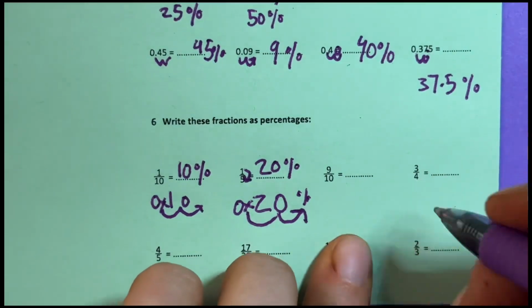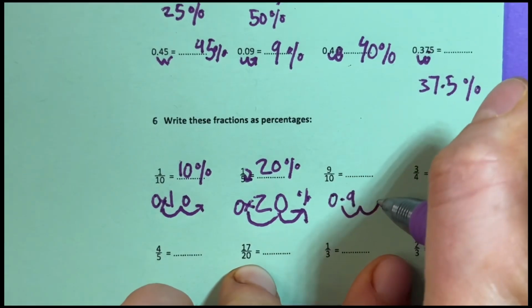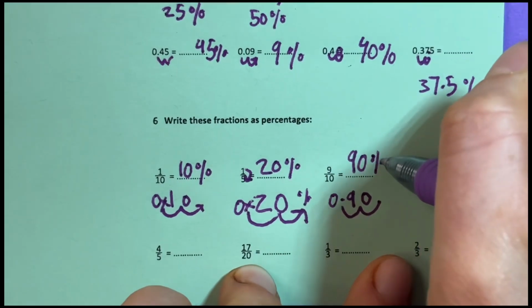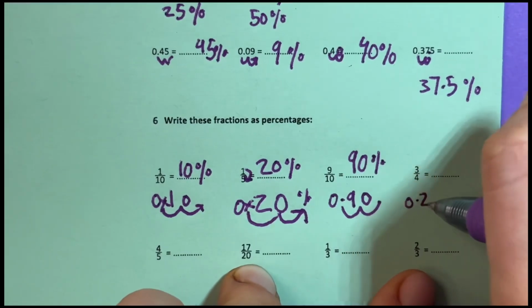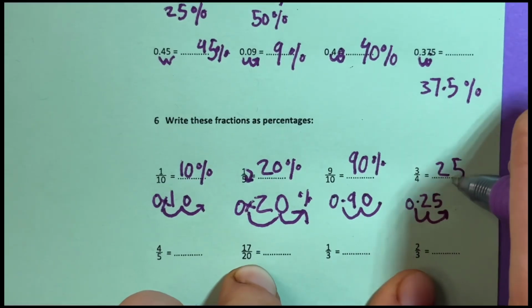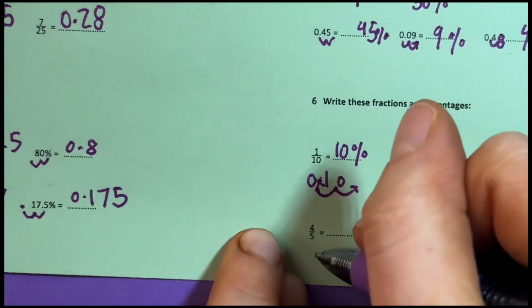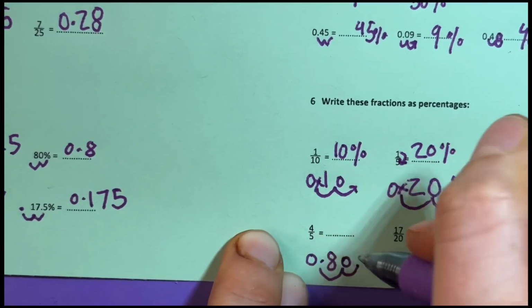And then 9/10, I know that's 0.9, 9/10. I move this over twice. I have to put a 0 in that blank spot, so I'm left with 90%. 3/4, 3 divided by 4 is going to be 0.25. I move this decimal place over twice. I'm left with 25%. 4/5, when I divide them, I know that's going to be 0.8. Move that over twice. I have to put a 0 in that blank spot.